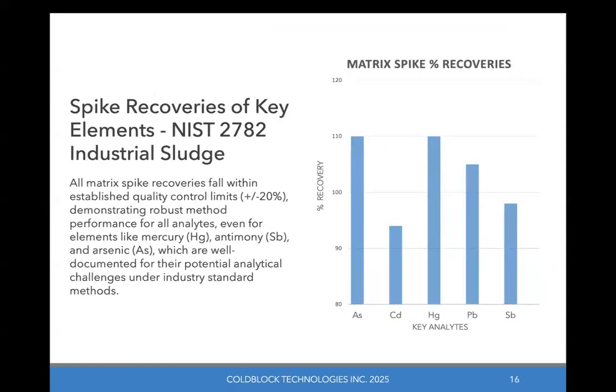Now, matrix spikes are a critical quality control measure as they demonstrate that the method can accurately recover target elements, even in complex or challenging samples, and even for elements like mercury and antimony. These results show strong recoveries for all key analytes in industrial sludge, underscoring the method's robustness and reliability.